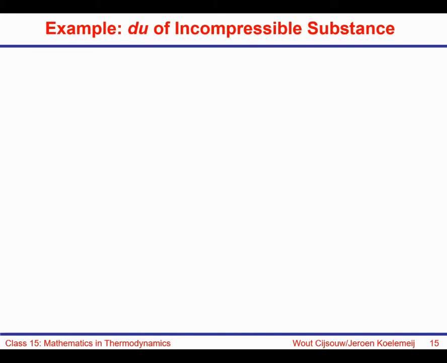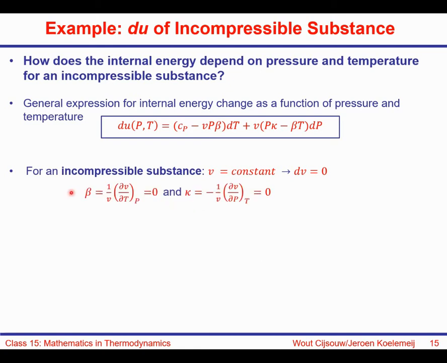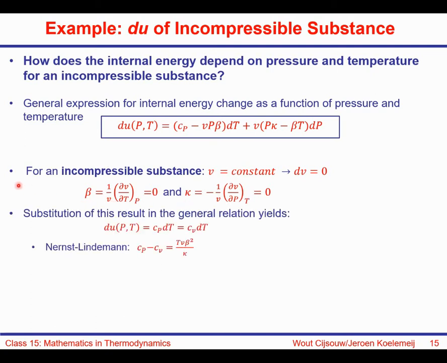And let's take a look at the variations of the internal energy for an incompressible substance. Again, the same expression that we can start out with. For an incompressible substance, we have that dV is 0, so whether you change the temperature or whether you change the pressure, the specific volume is not going to change, so these partial derivatives are 0, and these coefficients are 0 as well. We can plug that into the general expression, and it turns out that the change in internal energy is just Cp times dT.